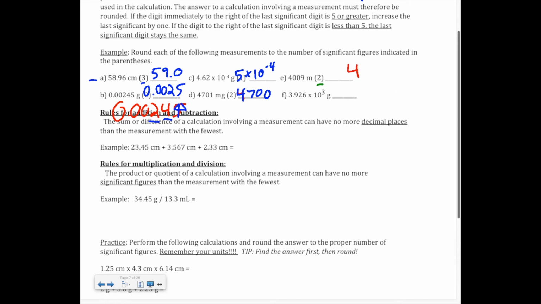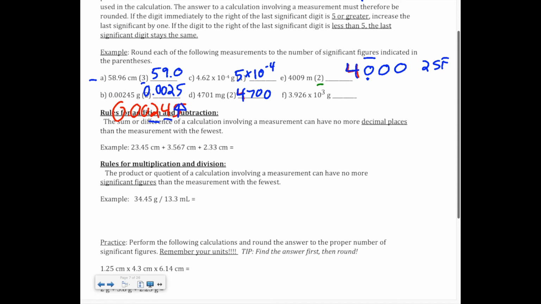Instead of writing 4,000 right here, which has 1 sig fig, you can put a line over that 0, and all of a sudden that line is telling you that this 0 right here is significant. Okay, so now that has 2 sig figs. So that's what that line is for. That's the only representation that line means.